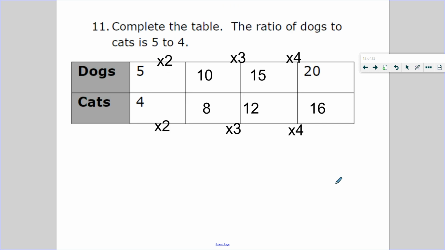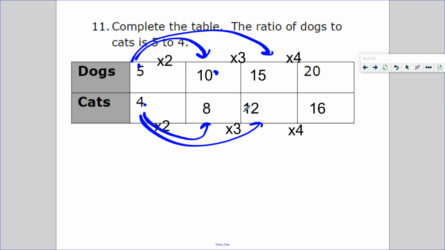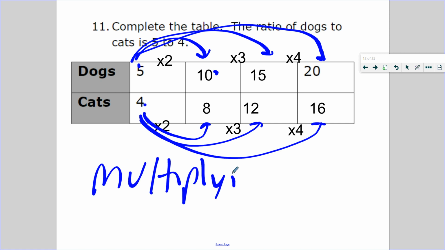And the last one, complete the table. So there's 5 dogs, 4 cats. So how do you build it to 10 dogs? You times it by 2. So times it to 8. How do you build it to 15? Times 3. That's 12. How do you build it to 20? Times 4. That's 16. So there is a multiplying relationship. We're not adding, we're multiplying. We're doubling it, tripling it, quadrupling.